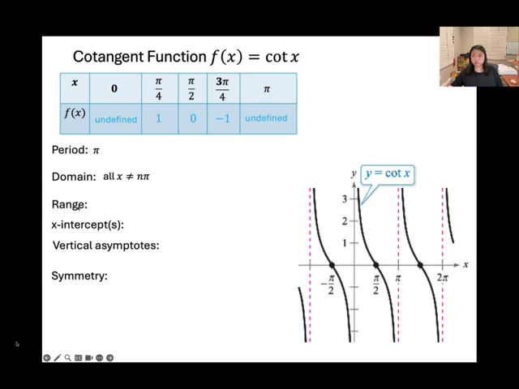The range, possible values of y. You can see it's going up until positive infinity and then going down to negative infinity. Okay, x-intercept. The x-intercepts will be at pi over 2, and then 3 pi over 2, and then 5 pi over 2, right? So you're going to say x equals pi over 2 plus n pi, where n is an integer.